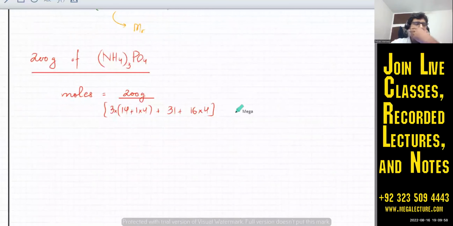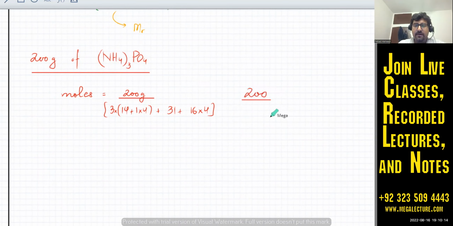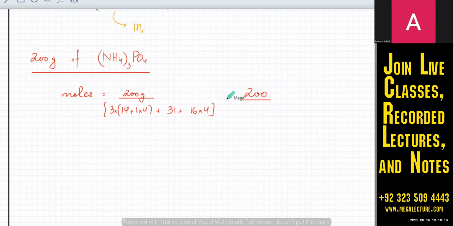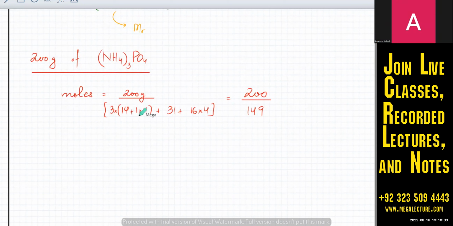How many moles do we get for this? 1.34. What did you get? 149. 16 into 4, that's 64 plus 31, that's 95. And 18 into 3, that's 149. Wait, I'll do it again.